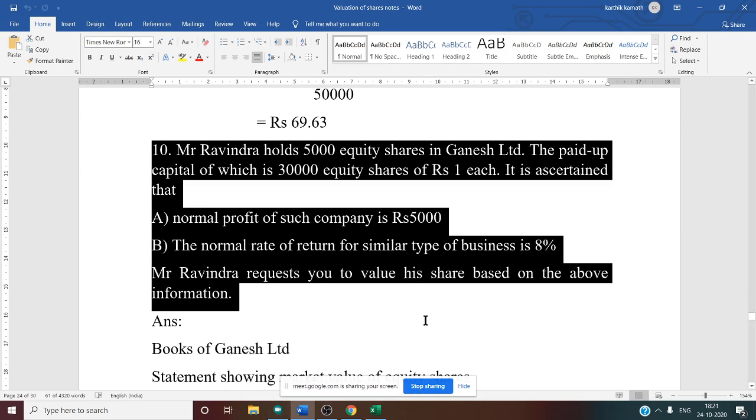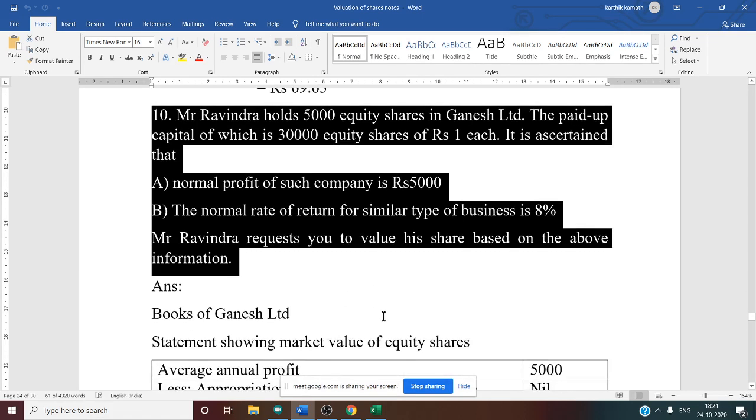Why market value method? Only shareholders' fund information is given and no other information is given in the problem. In order to calculate net asset method, we want asset information and liability information. That information is not there in the problem, meaning external liability information is not given. So we can find out the value per share only with the help of market value method or yield method. So now let us do the yield method. We just need to follow the format of the yield method.